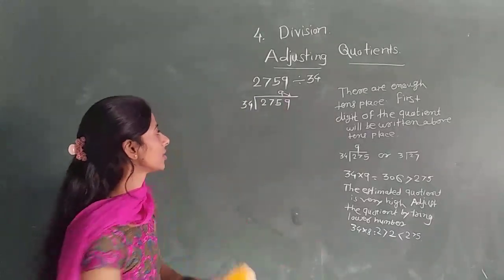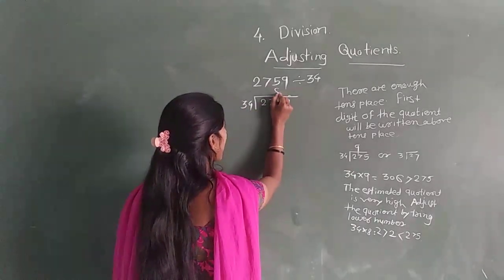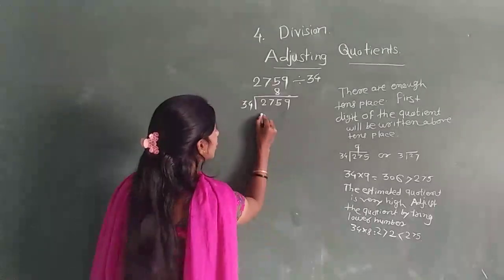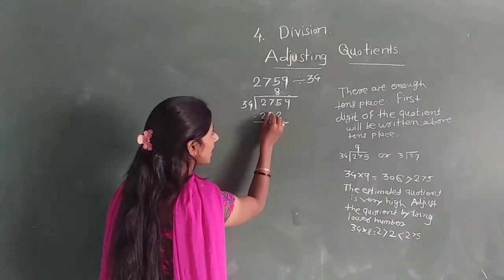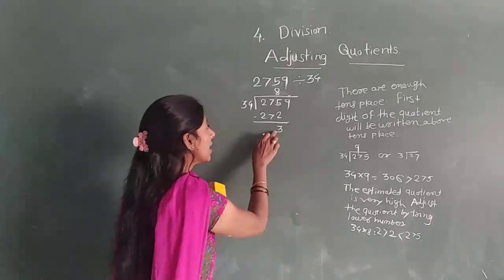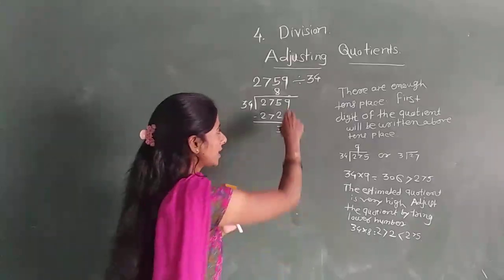Let's try 8. 34 eights are 272. Subtract: 5 minus 2 is 3, and here 0. So 3 is less than 34. The next step is to bring down the ones place.